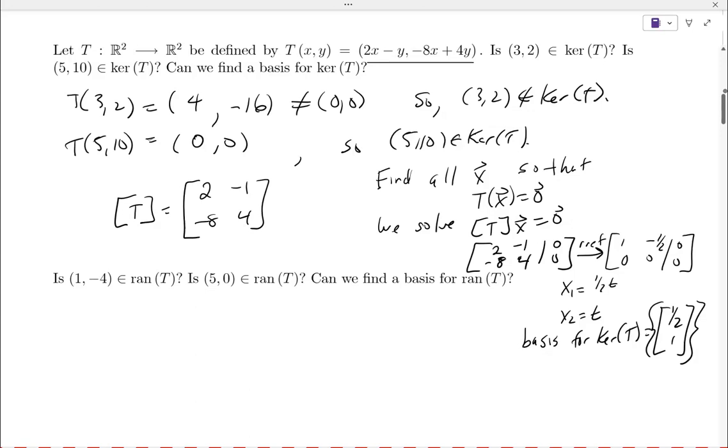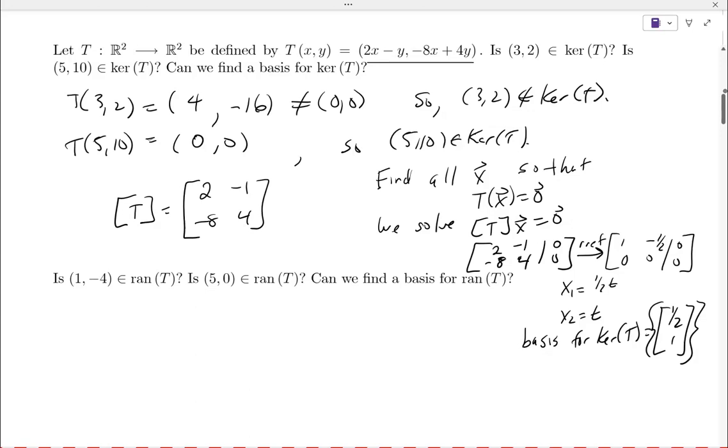Notice that even though we phrased it as a different question, it's the same idea that we've had before, right? Set it equal to 0 and solve. Questions on that at all? Okay. Notice that we're asking the other question for this part. It's asking, is 1, -4 in the range? Is 5, 0 in the range? And then, of course, asking us from there, can we find a basis?